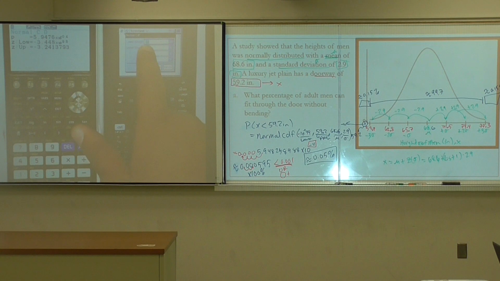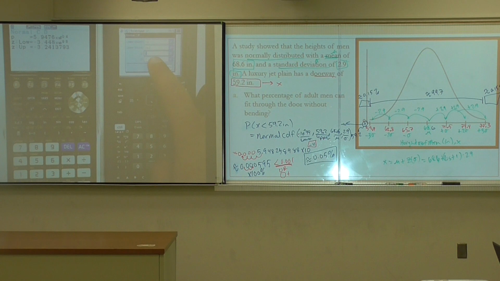So negative infinity means the same thing. You can put negative infinity here, or you could do 10 to the negative 9. But anyway, the lower bound. So we get that one there. That one's good. Enter. Yes. The upper bound was supposed to be 59.2. Okay, that one's good.